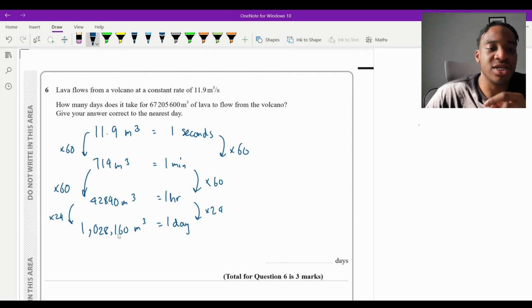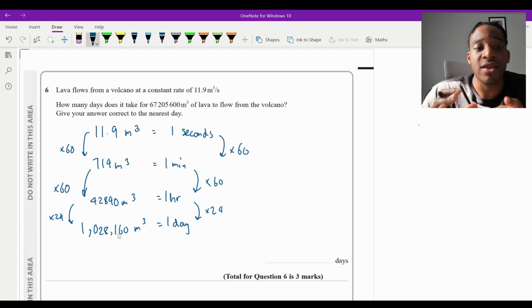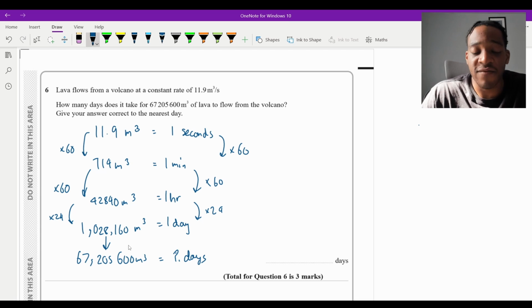And let's look at the question again. It says how many days does it take for 67,205,600 meters cubed of lava to flow from the volcano? So what we need to do is pretty simple now. This is the amount of lava that we're dealing with, and this is the rate per day. This is how much is flowing out per day. So we need to work out how many days this is, and that is just the same as asking how many of these go into that. That will give us the number of days.